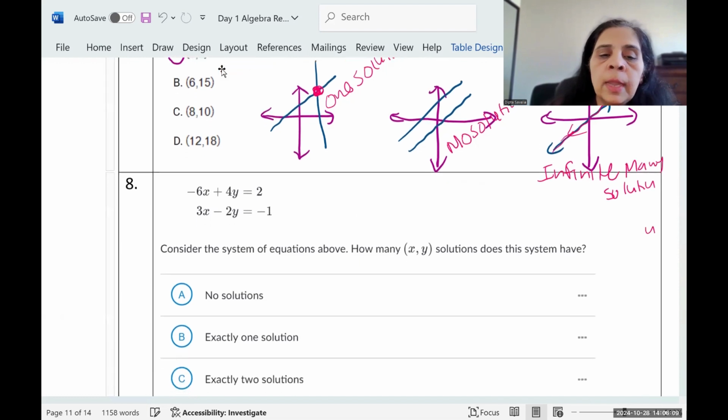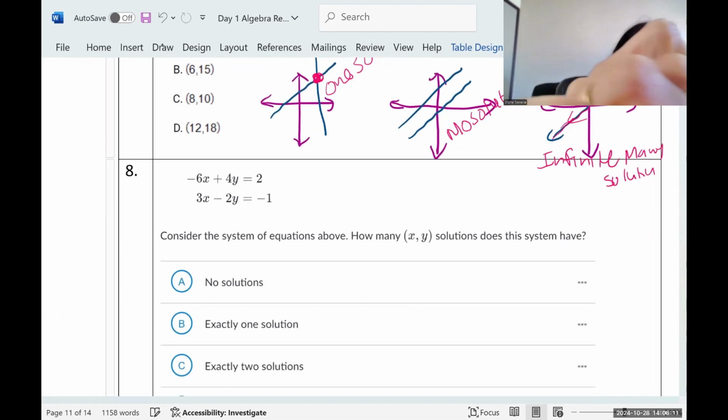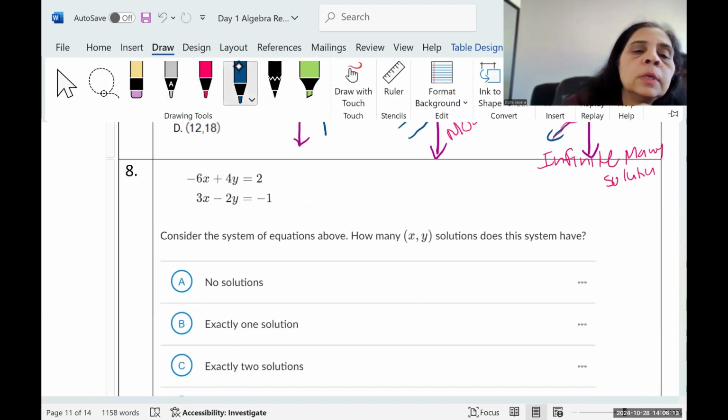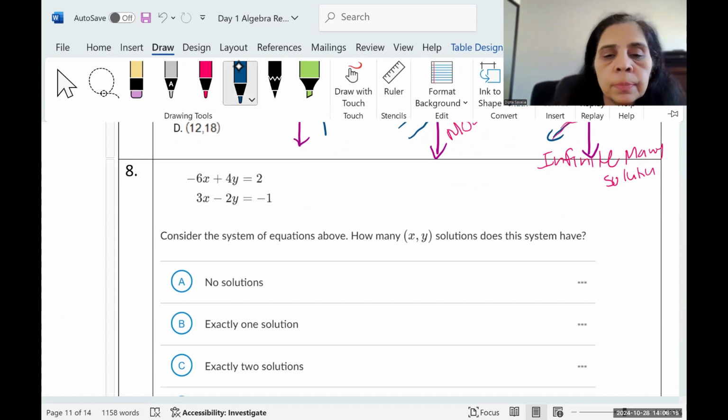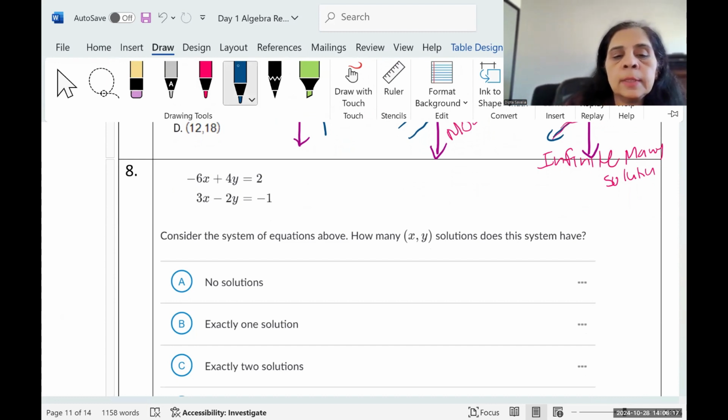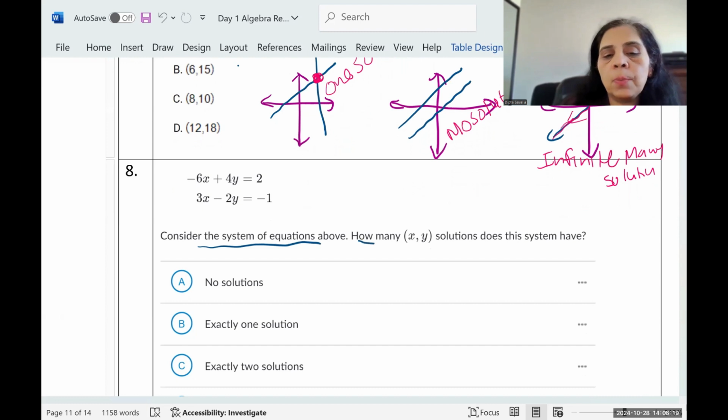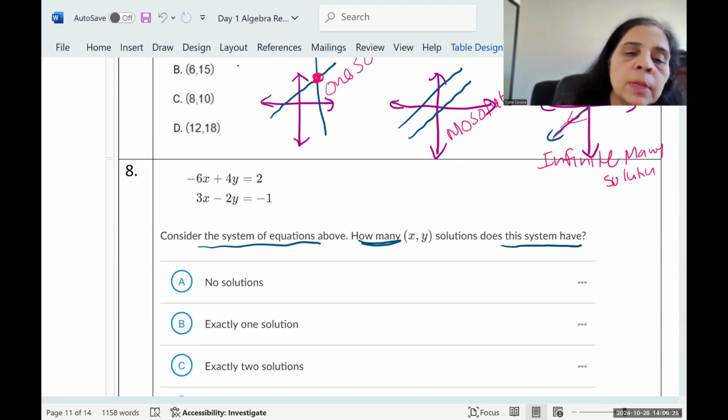Now, here we can check also. I'll show you another strategy. It says here, consider the system of equations above. How many solutions does the system have? So I will check here. Look at this first equation. We have negative 6x plus 4y equals 2. And I can see I'm dividing by 2, right? Look at this, dividing by 2.